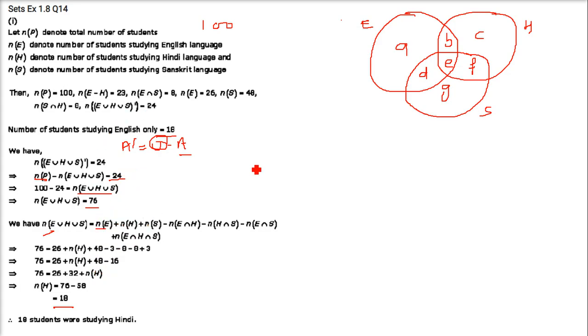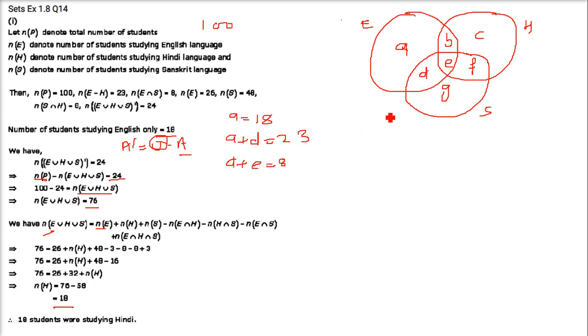Now we will try to solve it using this Venn diagram version. First of all, take only English. How many are only English? This A, only English, A is 18. Then we have the 23, which is English but not Hindi. So we have to take these two. This will be A plus D. A plus D is 23. Then English and Sanskrit. English and Sanskrit means D plus E.